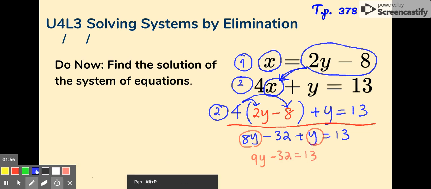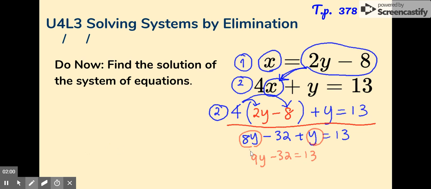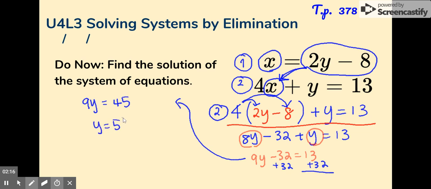This is a two-step equation, so let's add 32 on both sides. Let me rewrite it on this side. So 9y is equal to, if you add these two numbers, 45. So y is equal to 5.